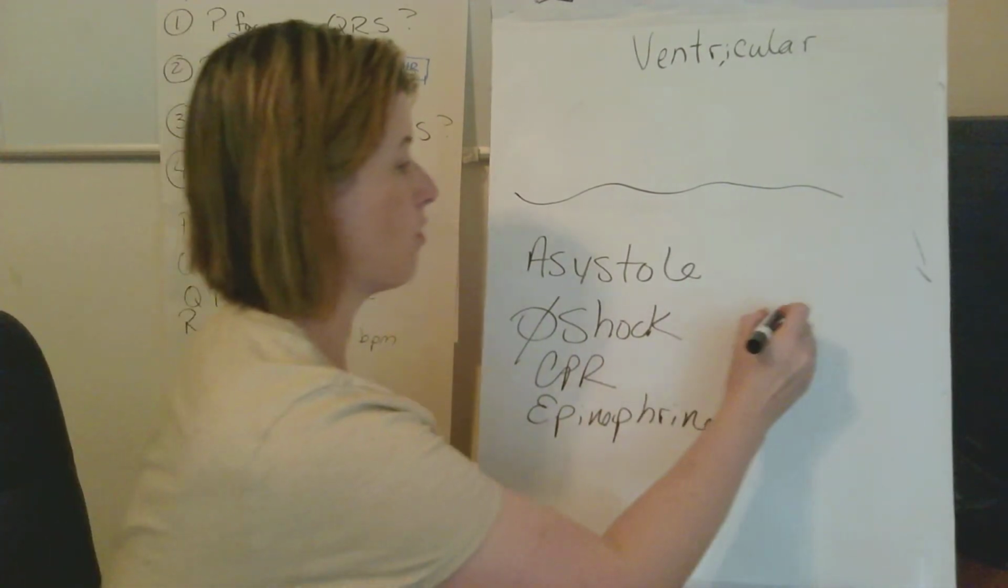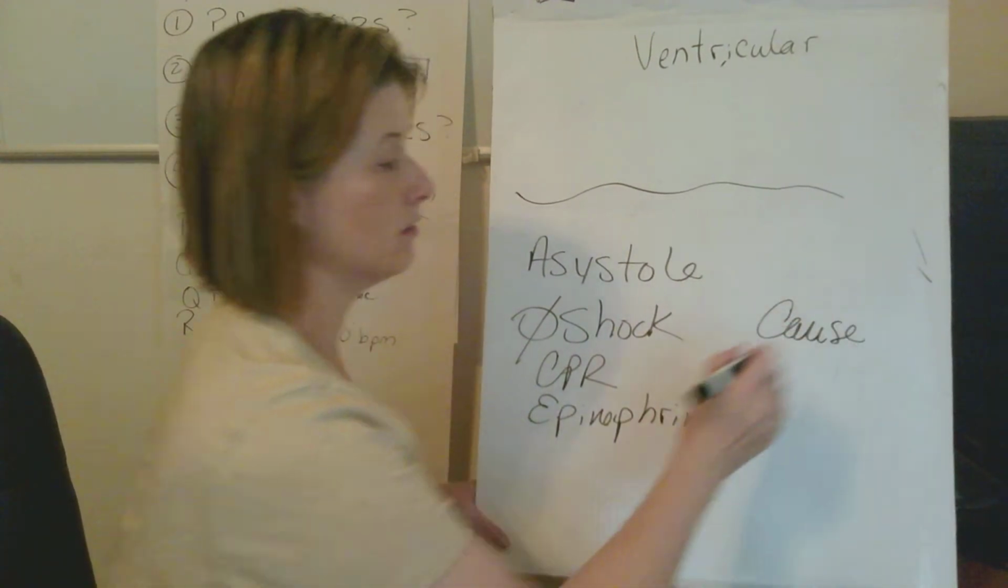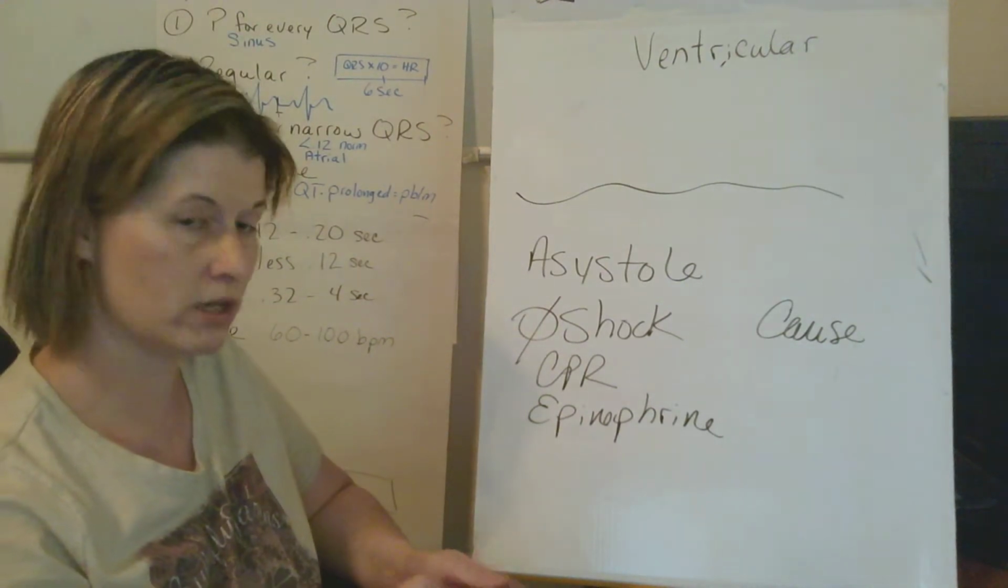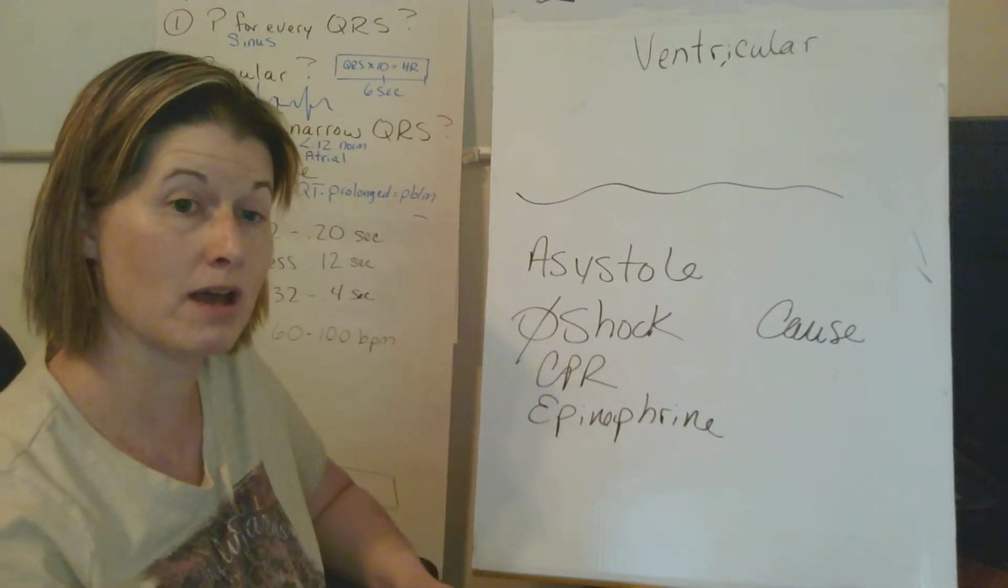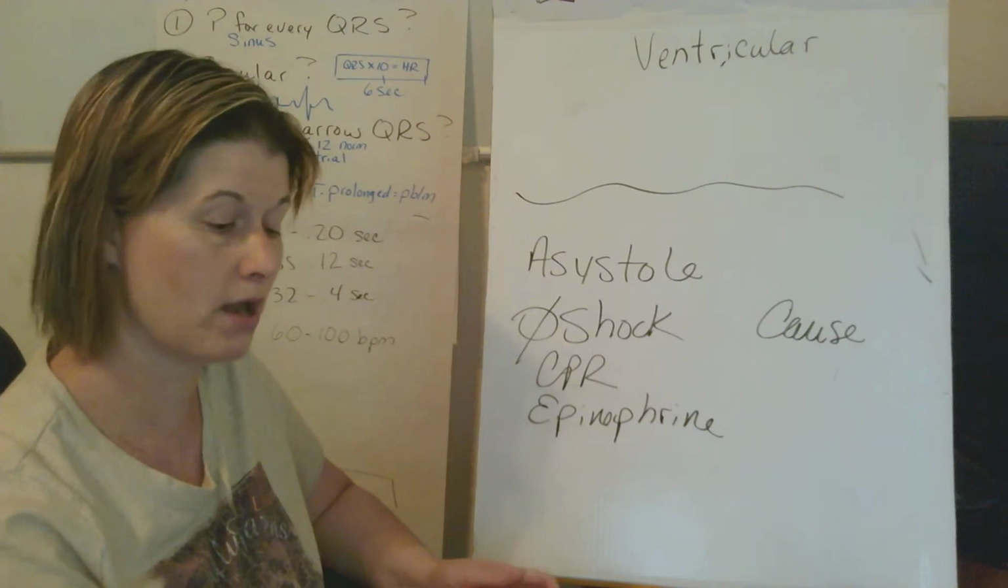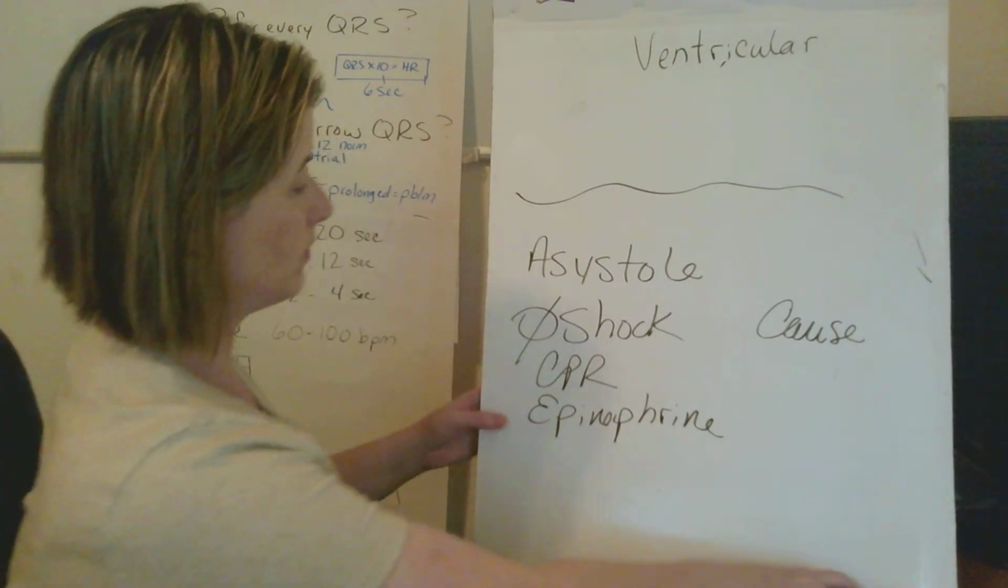Asystole is more about the cause. Okay, what caused it? Is there something we can do to fix it? Patient really acidotic, high potassium, stuff like that. Okay.